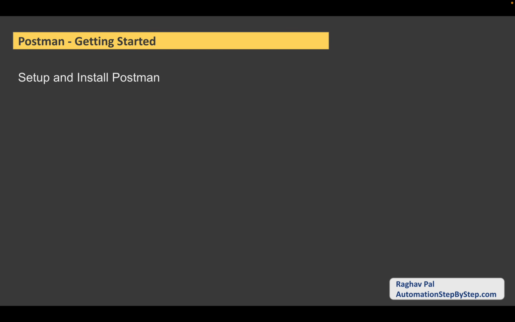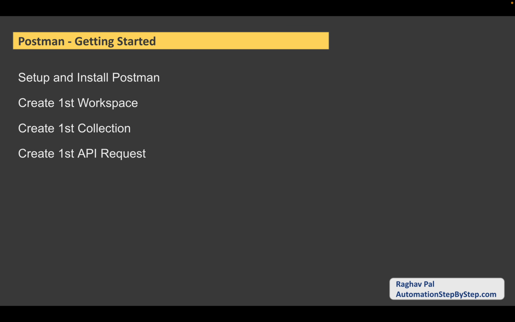So this is going to be very easy and very interesting, and I will go very basic step by step. So we are going to start with the setup and installation of Postman. Then we will create the very first workspace in Postman. We will create the first collection, and then we will run an API request. And I will go step by step.